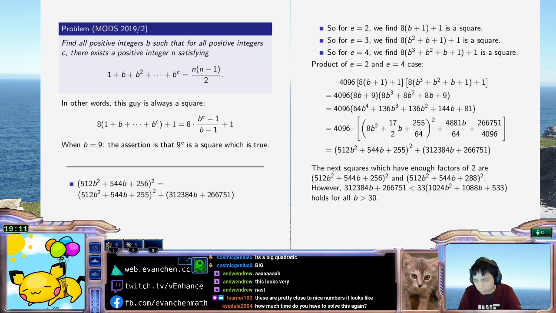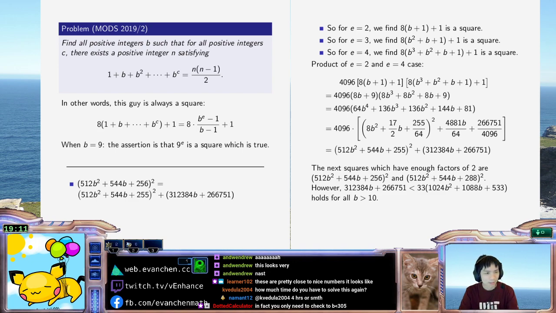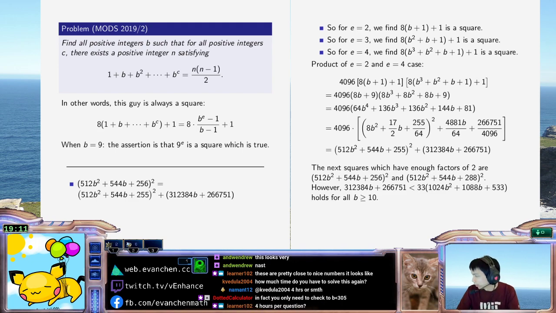You don't even need 30, right? You need like b to be greater than 10. I think b greater than like 10 is enough. B at least 10. Is that right? Like this guy is like 33,000. This is 312,000. So if b is at least 10, this inequality is true, and we don't have to. So you can't get all the way up to here.